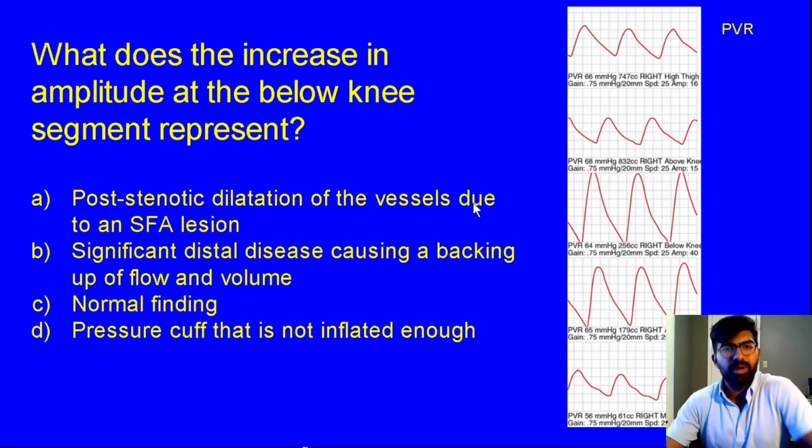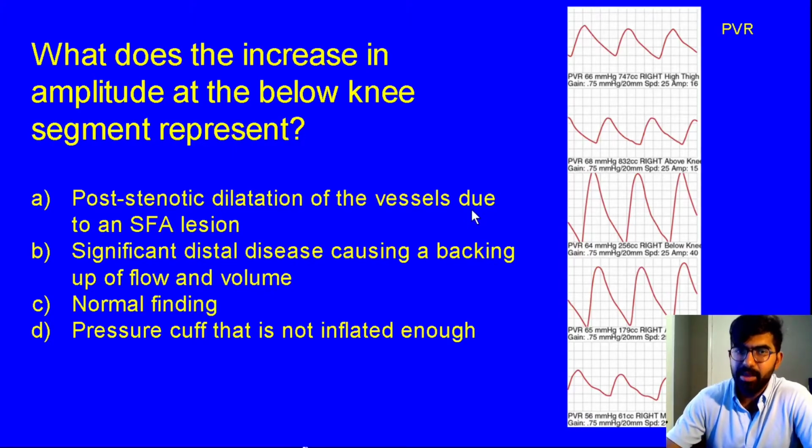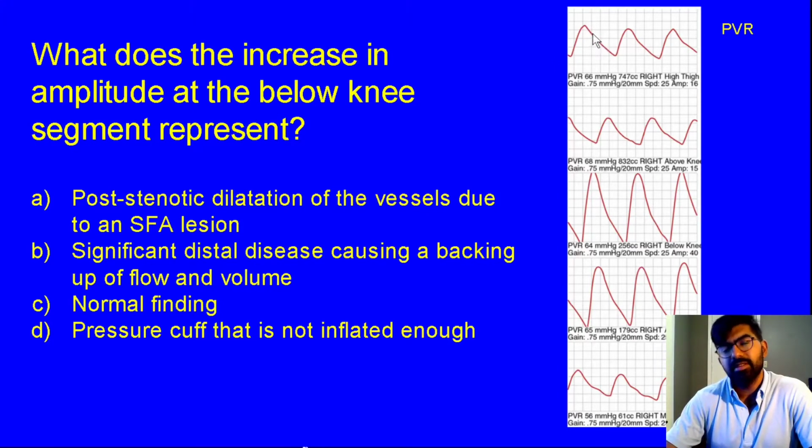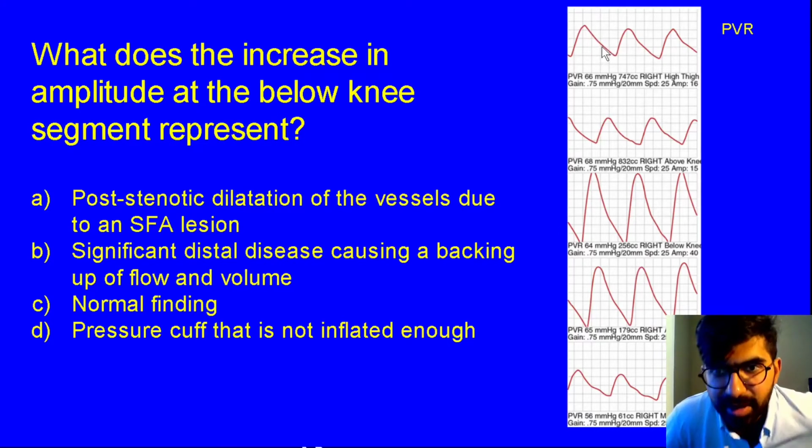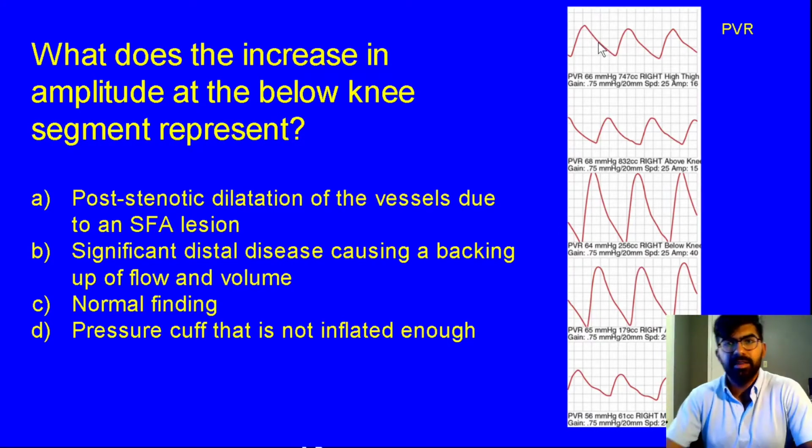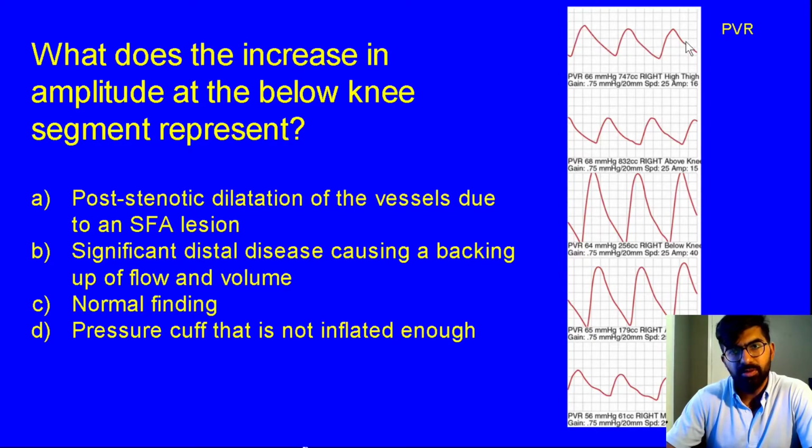So what does the increase in amplitude at the below knee segment represent? So you notice here in the common femoral, you have upstroke and you have the downstroke, and you can kind of see the dicrotic notch here, but this would represent a normal waveform. You notice that this changes as you go more distal into the leg. So what does that really represent?